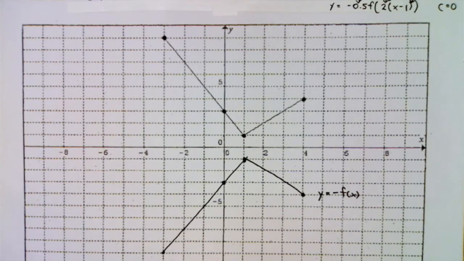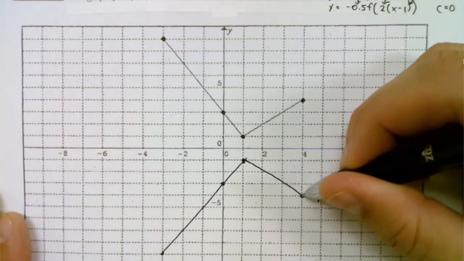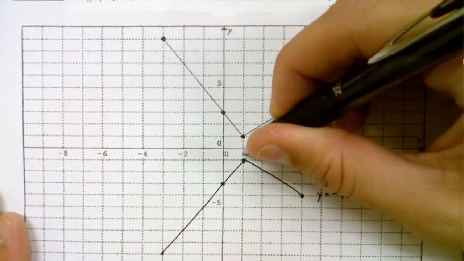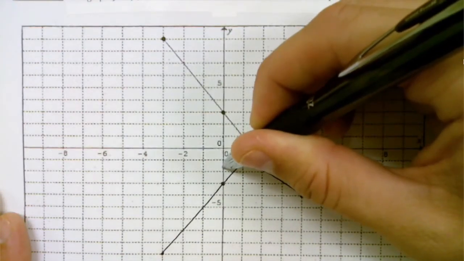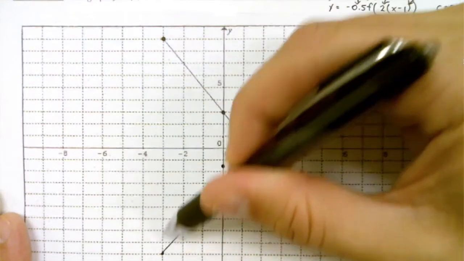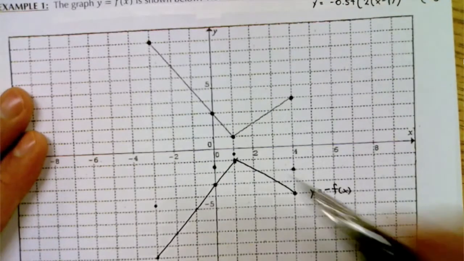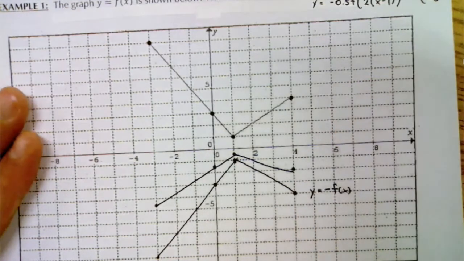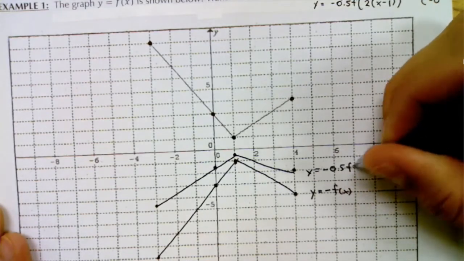To do a vertical compression, we're going to take all the y values and bring them halfway to the x-axis. So if this is negative 4, we're going to bring it to negative 2. If this is negative 1, we're going to bring it to negative 1/2. If this is negative 3, we're going to bring it to negative 1.5. And if this is negative 9, we're going to bring it to negative 4.5. The x values stay the same. That's a vertical compression. And this would be y equals negative 0.5 f of x.